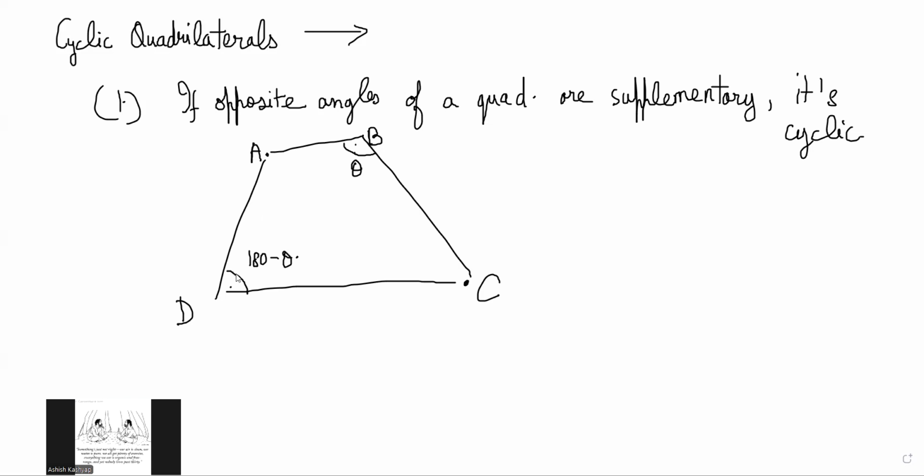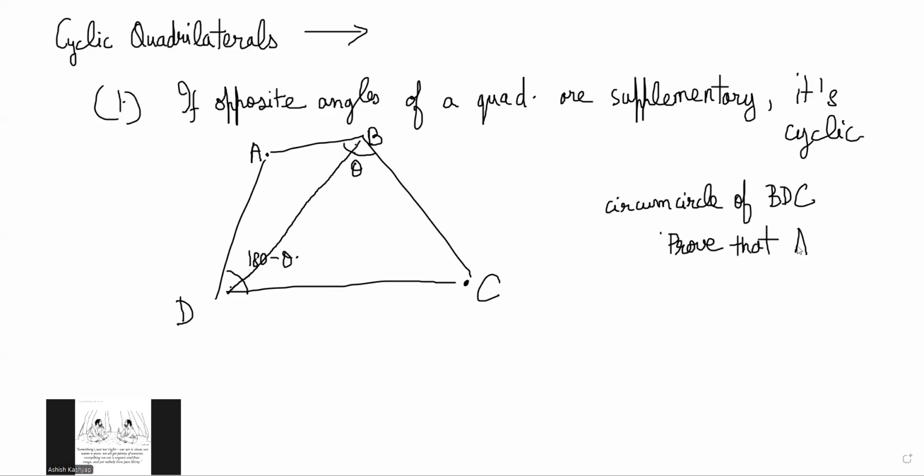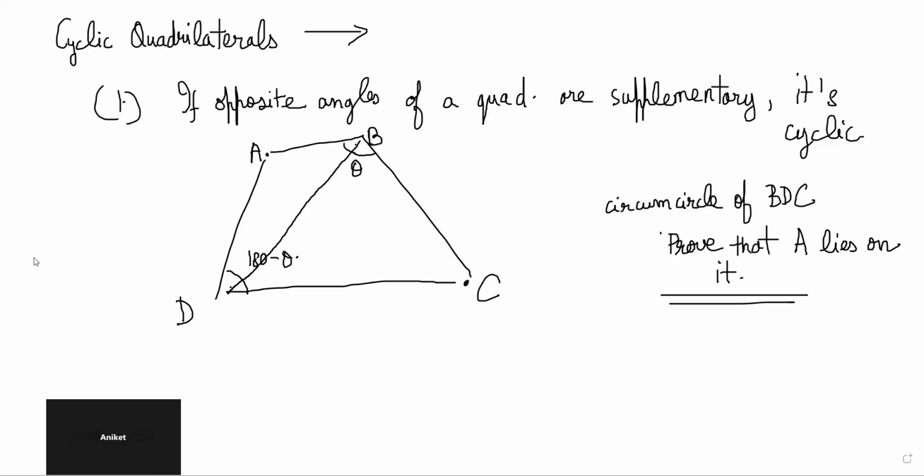Then how do we prove that all of these points lie on a single circle? Think about it, how to prove that. So what I would say is you can connect B and D, and draw a circumcircle of BDC. And you have to prove that A lies on it. Is everyone understanding what I'm saying? Yes, sir. A better way to do it would be to connect A and C.